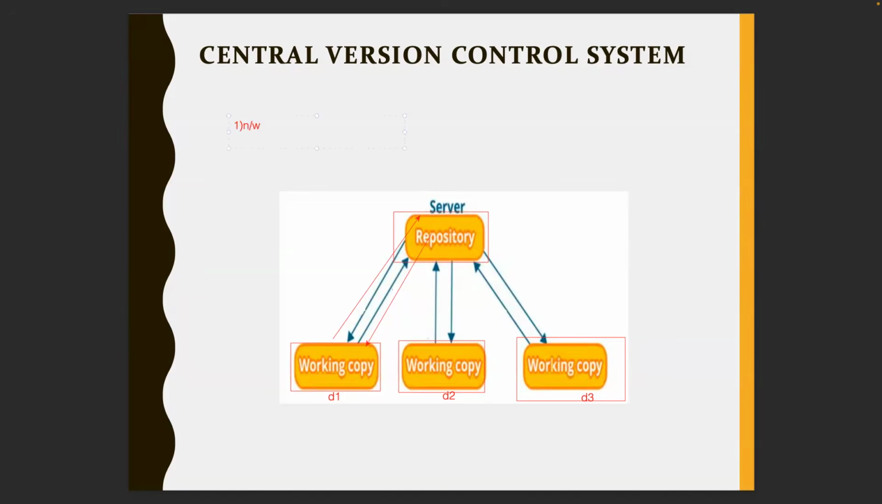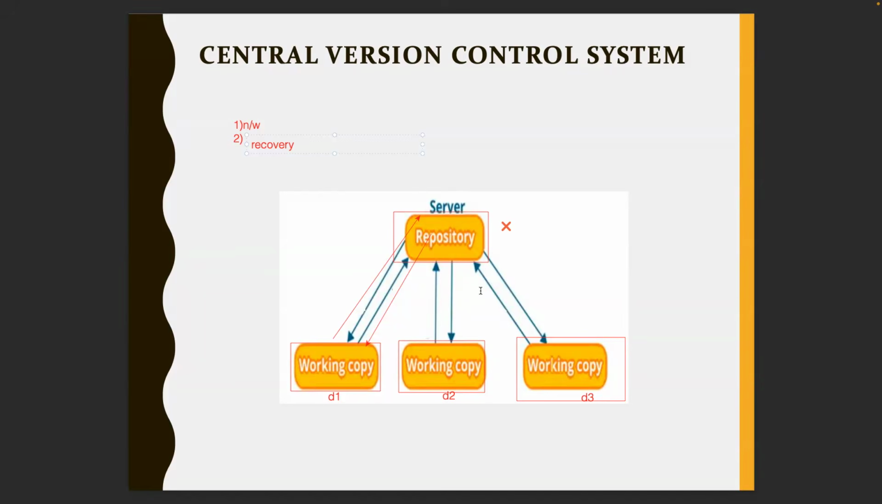The second thing is, suppose for some reason the central server is lost or crashed. The entire work is lost, and the chances of recovery are very low. So these are the challenges of centralized version control systems. Hope this is clear for all of you. SVN and TFS fall under this category.